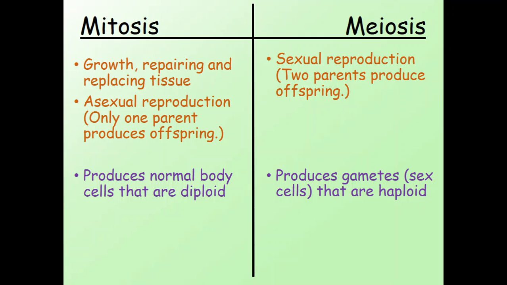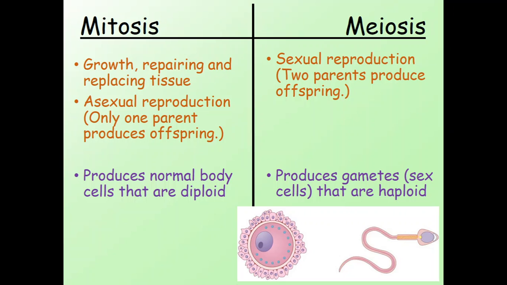Meiosis, on the other hand, produces only gametes, also called sex cells, that are haploid, so these cells only have half the amount of chromosomes, which is 23 in humans. So the only cells that are produced by meiosis are egg cells and sperm cells.